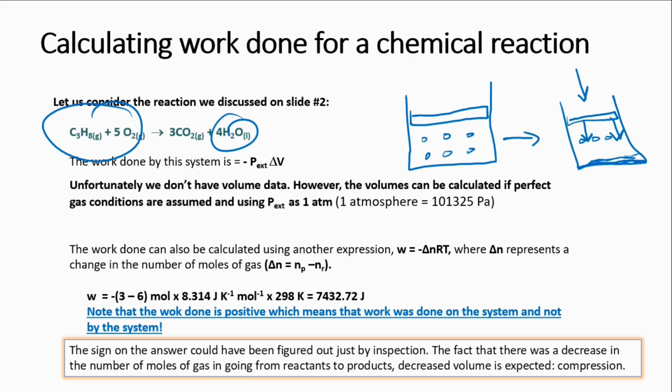Work was done on the system and not by the system. If work is done by the system, then you need expansion. In other words, the piston needs to move upwards. The fact that the piston moved down indicates that work was done on the system. That is why the work is positive, because work was done on the system and not by the system.